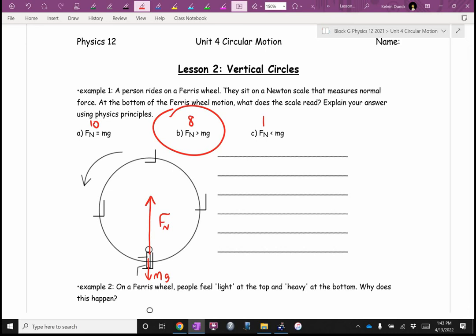By the way, that's why you feel heavier at the bottom of a Ferris wheel. You do. Now, it's not as obvious because a Ferris wheel is a pretty tame ride, but you do feel heavier at the bottom. Replace the Ferris wheel with a swing set. That's why you feel heavier at the very, very bottom of the swing when you're going really, really fast. Normal force has to be bigger to push you in a circle.